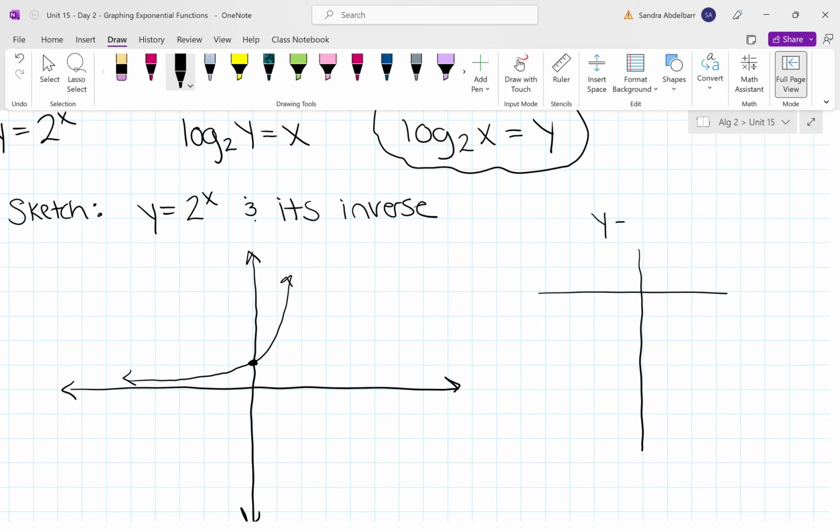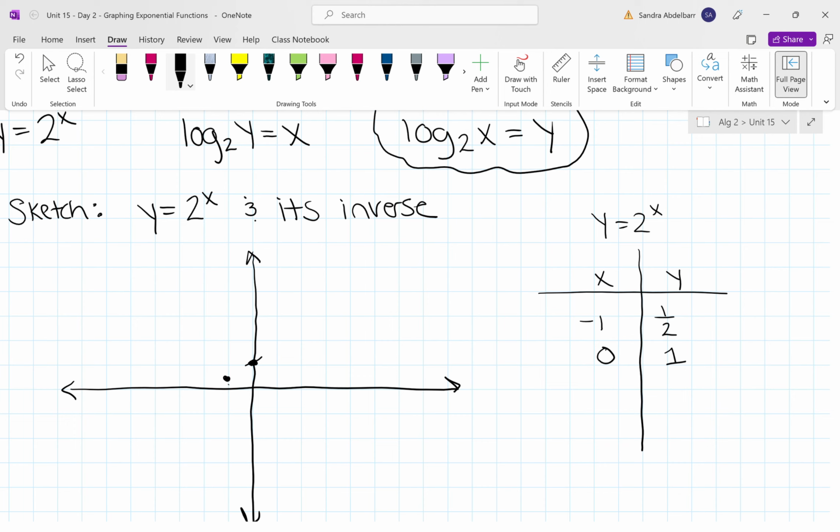So if we have y equals 2 to the x, I want us to get some coordinates. We know the key point is 0, 1. So let's go a unit to the left of that. Let's say x is negative 1. When x is negative 1, what is y going to be? A half, right? So I'm just getting a little bit more accurate here. So now we're at negative 1, 1/2.